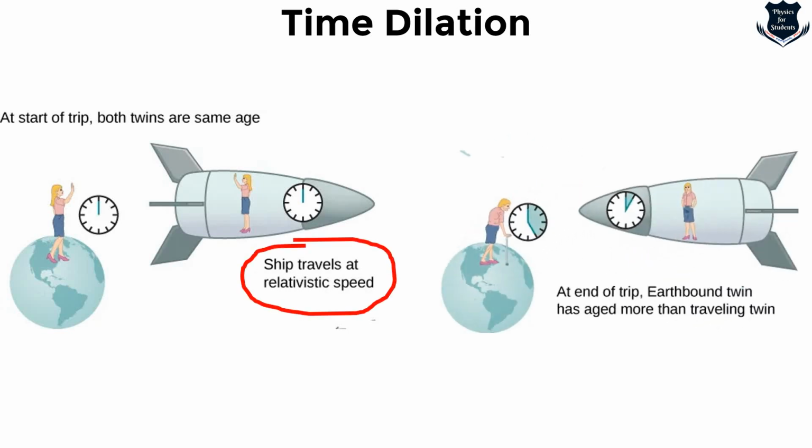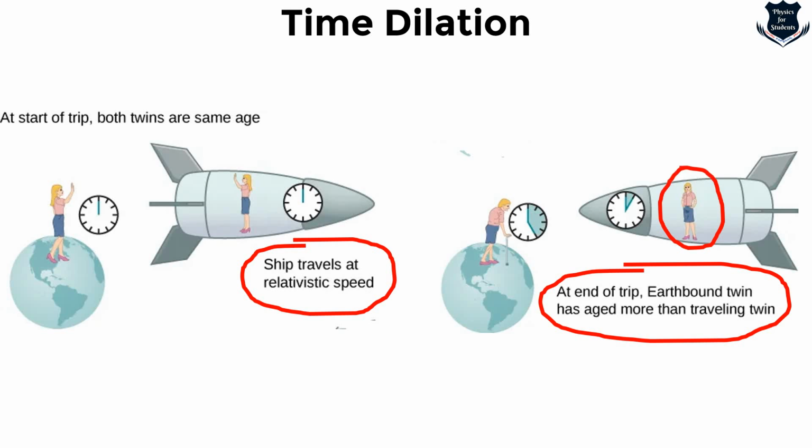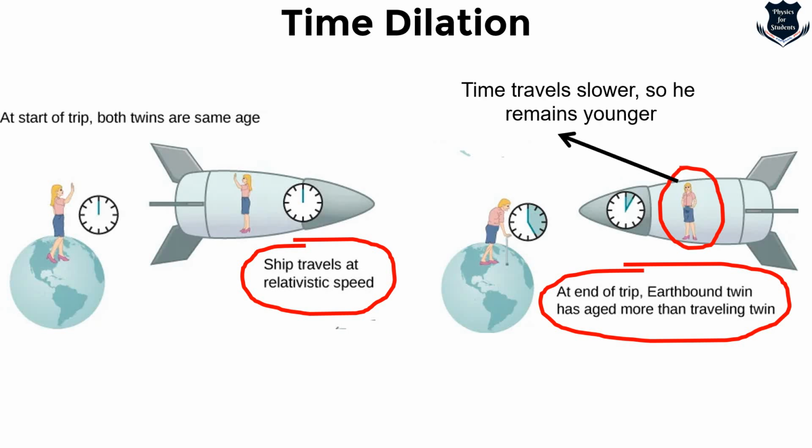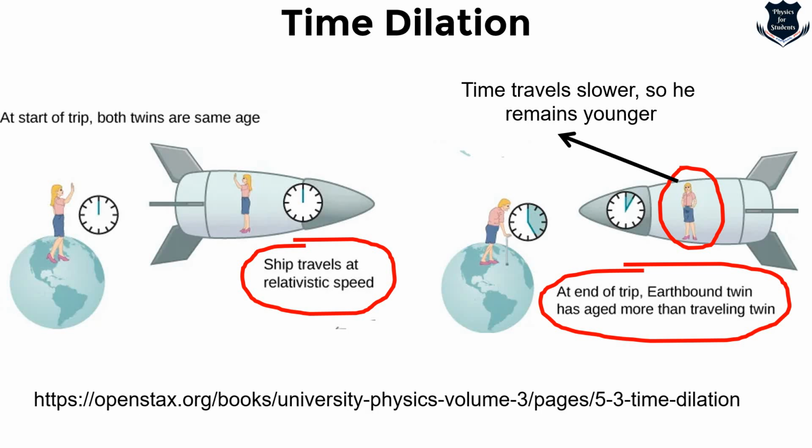And when the ship comes back, here you can see the person on the earth is bending down, because at the end of the trip the earthbound twin has aged more. The reason is that because the ship travels at relativistic speed, time runs slower, so the traveling twin actually remains younger. Obviously I have not drawn this. This is the citation; I have taken this from this website.